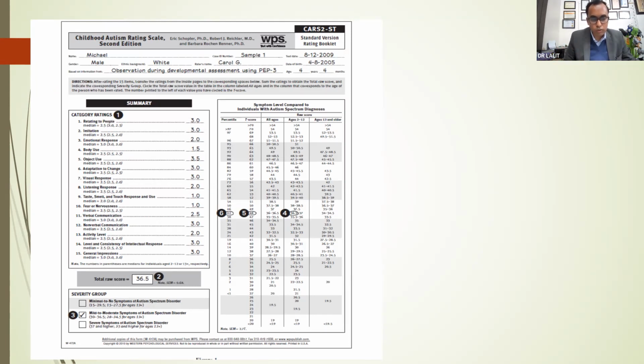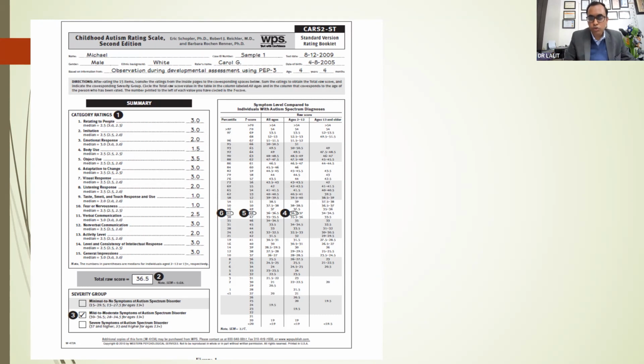Now this total raw score is divided into two categories: age more than 12 and less than 12. We'll see that in the next slide. Another thing is that this total raw score can be correlated with the percentile. On the right side of the sheet, I have mentioned point number 4. There is a score of 36.5 for this child. This child was 4 years old, so he is in the age category of 2 to 12. For this 36.5, the T score comes out to be 48 and the percentile comes out to be 42.